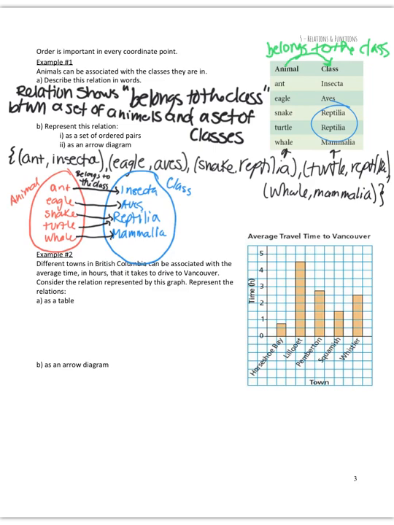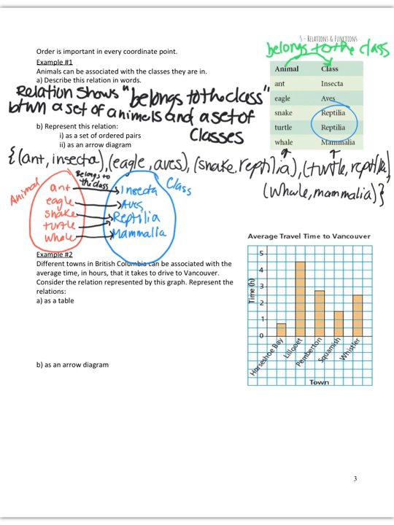We can also use a graph. So if we're looking at the graph here, different towns in British Columbia can be associated with the average time in hours that it takes to drive to Vancouver. Consider the relation represented by this graph. So the graph describes the average travel time to Vancouver. That's the relation between the values here, aka the towns, and the values here, the time.